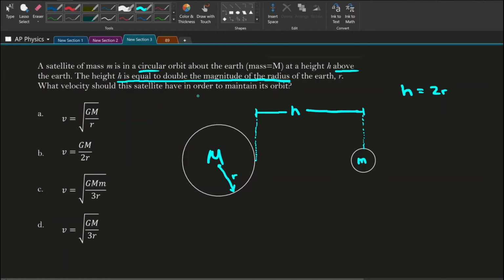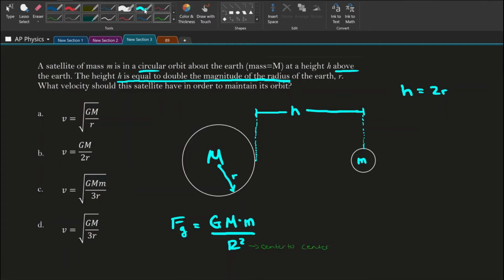What velocity should the satellite have in order to maintain its orbit? Okay. So instantly in my mind, we're looking at problems that involve a satellite and a planet. Whenever you have these kinds of problems, they're generally involving gravitational forces, where you use your gravitational constant times the mass of one object times the mass of the other, divided by the distance between the centers of the objects squared. This is center to center.